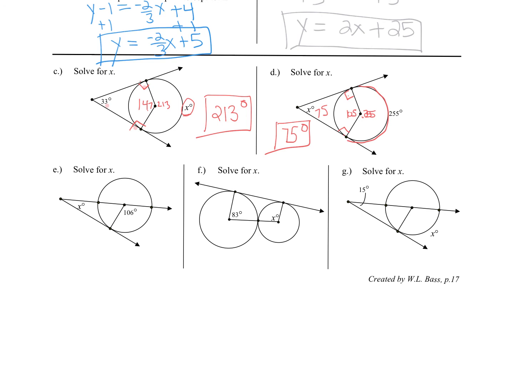If we're looking at letter E, if what we have here is that this is 106, and I know that together this is a linear pair, that must be 180, then this must be 74. I should know that this has to be 90 degrees, and if this is 90 and this is 74, and I subtract that from 180 for triangle sum, that means that this has to be 16 degrees.